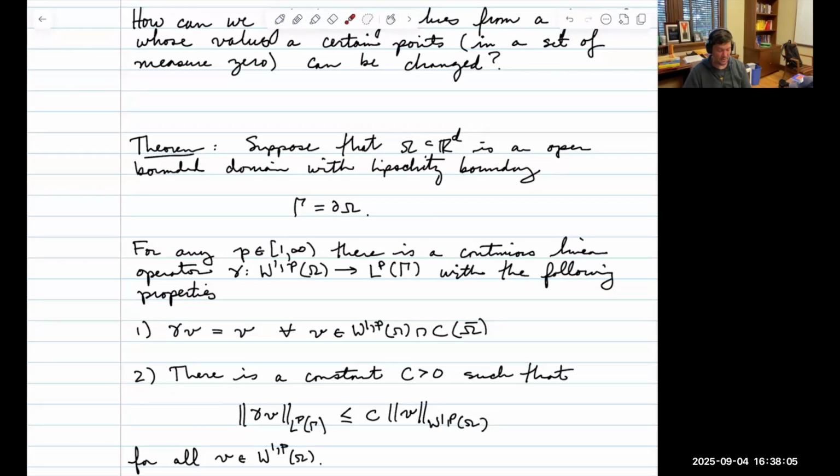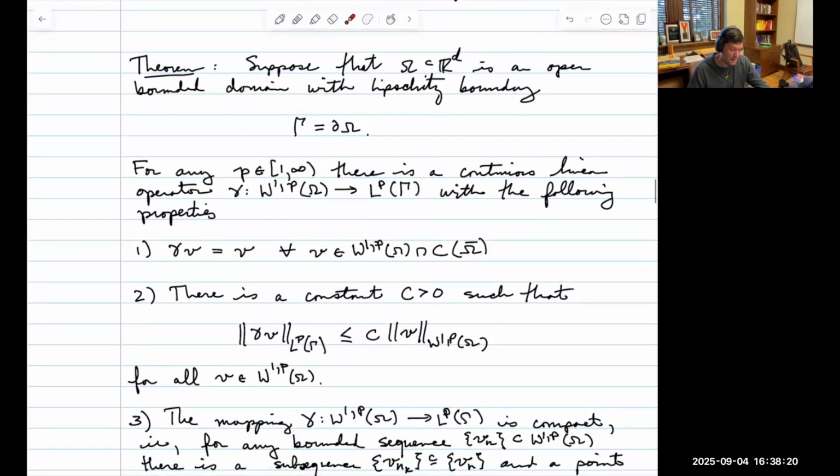And the special thing here that we're going to do is we're going to state a theorem. And in stating the theorem, we're introduced to this operator called the trace operator. Trace operators help us understand how functions in Sobolev spaces can have boundary values. Suppose that omega in R^d is an open bounded domain with a Lipschitz boundary, which we're going to call capital Gamma. Okay, so this is my notation for the boundary, and we're giving it a shorter symbol, capital Gamma.